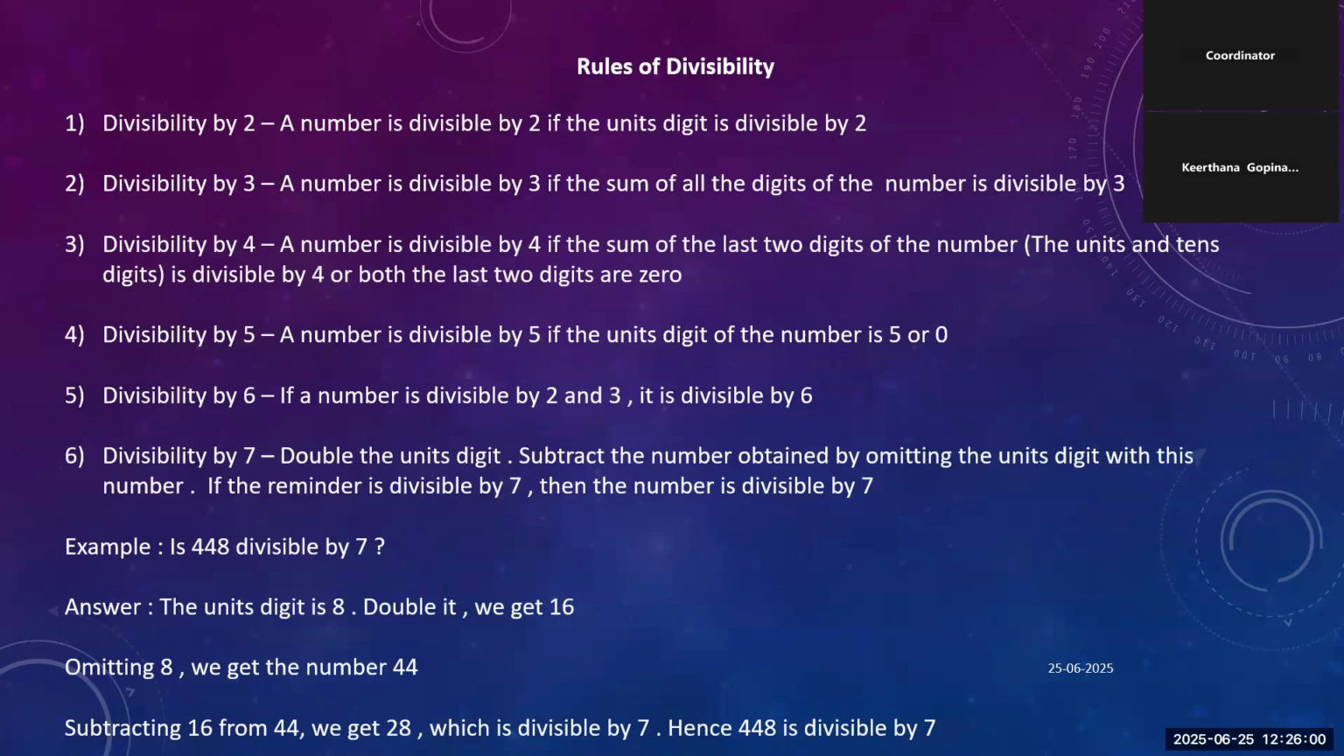If the sum of the digits of a number is divisible by 3, then that number is divisible by 3. Are you getting it? Okay. Divisibility by 4. If the number formed by the last two digits of a number is divisible by 4, or both the last two digits are 0.